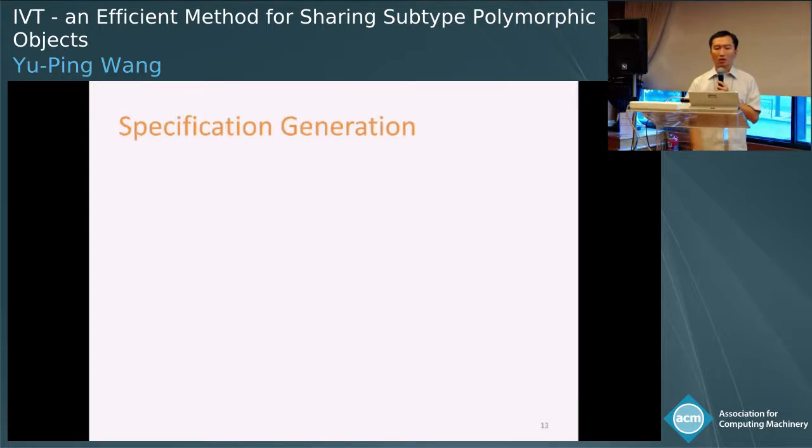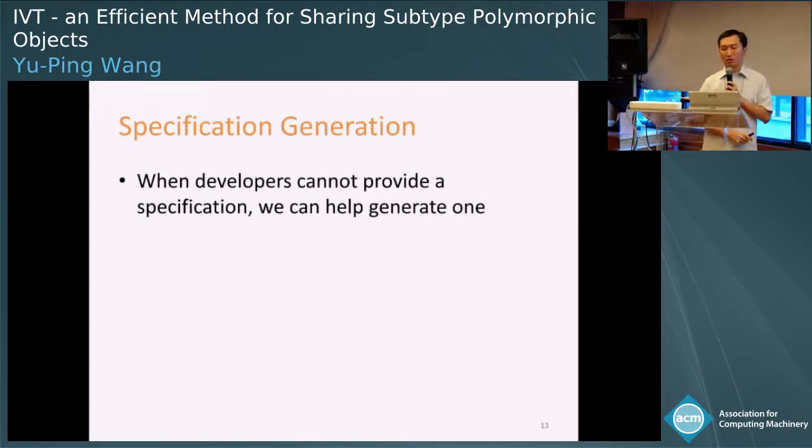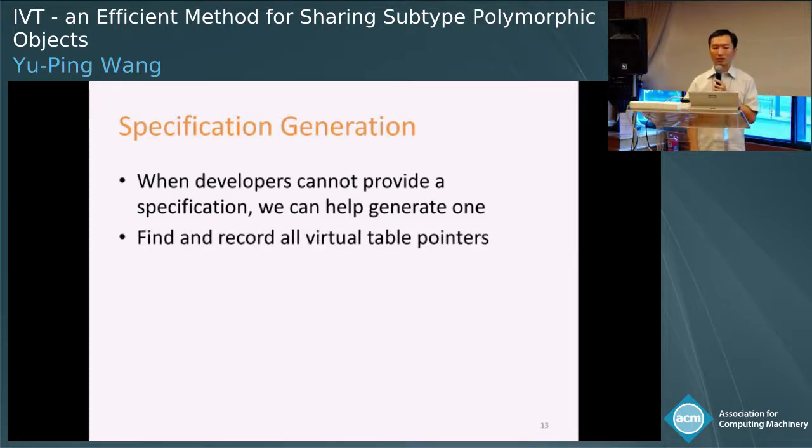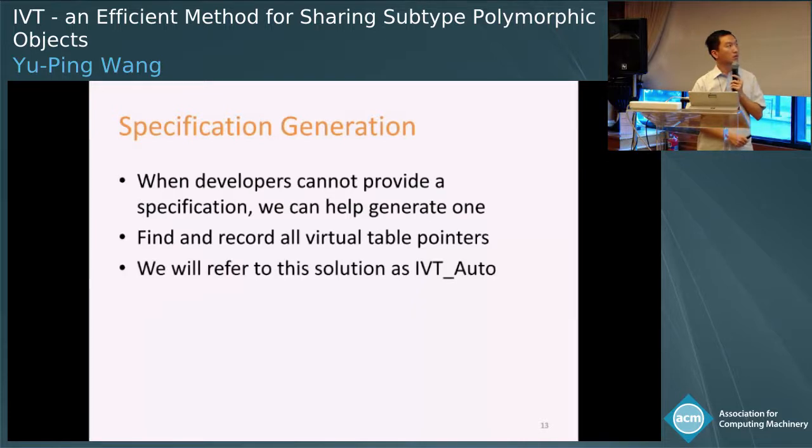Okay, at last, when the developers cannot provide a specification, we can help to generate one. Our current implementation is simple. We just find and record all virtual table pointers and make it a table. We will refer to this solution as IVT Auto. As we can imagine, IVT Auto will introduce more overhead than the original IVT, but the following evaluation will show that it's not that bad.